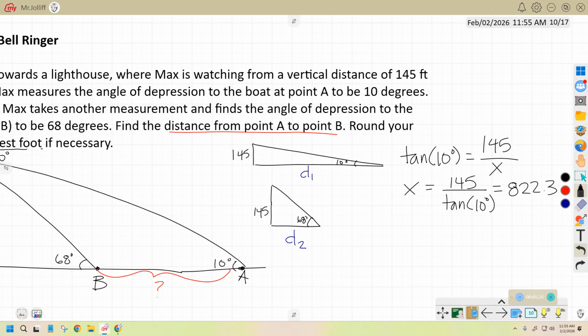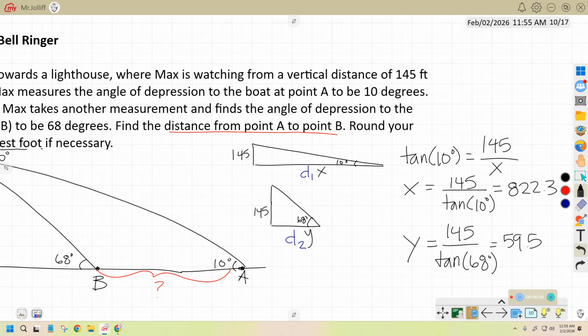Very good. I can infer, since the only thing that changed from picture 1 to picture 2 is the degree, I can copy and paste and just substitute in 68 instead of 10. So I know that my next answer, if this is x and this is y, would be 145 over tan of 68. I hear a yep. What did we get? Was it exactly 59? 59.5. We agree?